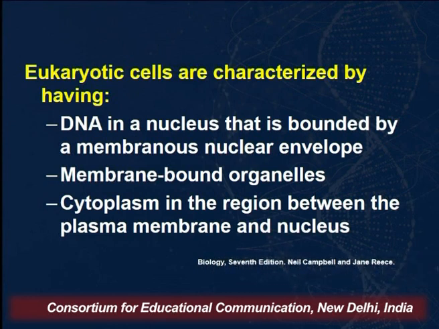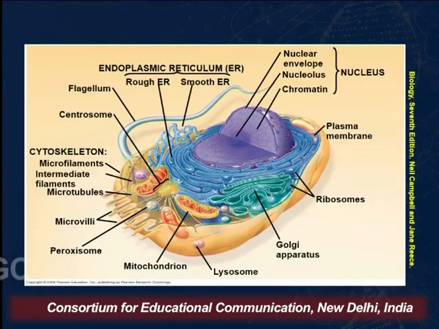The cytoplasm is basically the region between the plasma membrane and the nucleus, and many of the important biochemical pathways function in this cytoplasm. So this is an animal cell which is shown here.